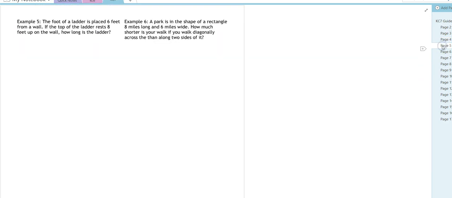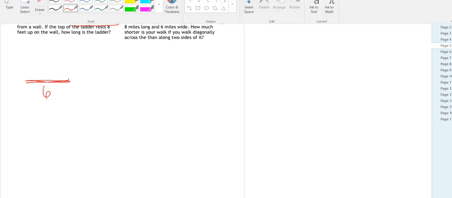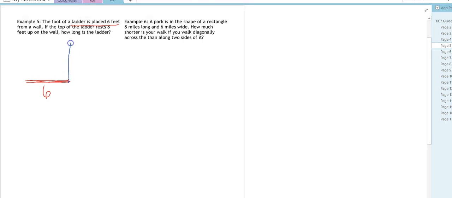Looking at the last 2 examples here, looks like we have a ladder again. Example number 5, it says the foot of a ladder is placed 6 feet from the wall. If the top of the ladder rests 8 feet up on the wall, how long is the ladder? So looking at this, the ladder is placed 6 feet from the wall. So therefore, that would be the distance from the wall to the base of the ladder. So this is 6 feet. And then the top of the ladder rests 8 feet on the wall, that is how high the ladder is resting on the wall, right? So this would be 8 feet.